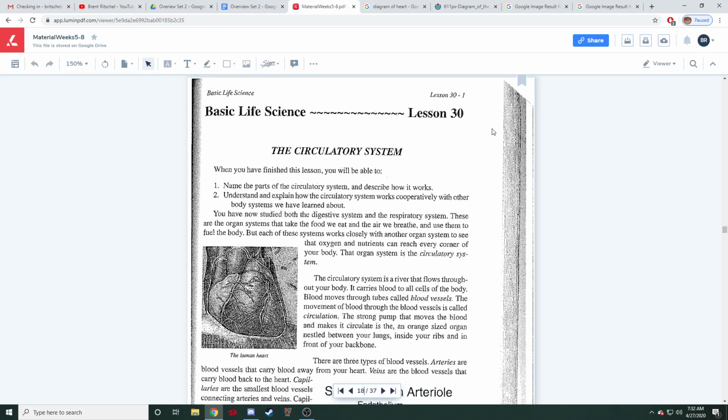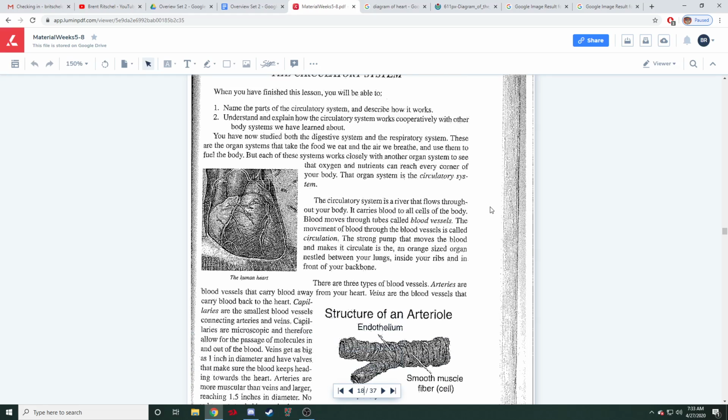Alright, the circulatory system. When you have finished this lesson, you will be able to name the parts of the circulatory system and describe how it works. Understand and explain how the circulatory system works cooperatively with other body systems we have learned about. You have now studied both the digestive system and the respiratory system. These are the organs that take the food we eat and the air we breathe and use them to fuel the body. But each of these systems work closely with another organ system to see that oxygen and nutrients can reach every corner of your body. That organ system is the circulatory system.